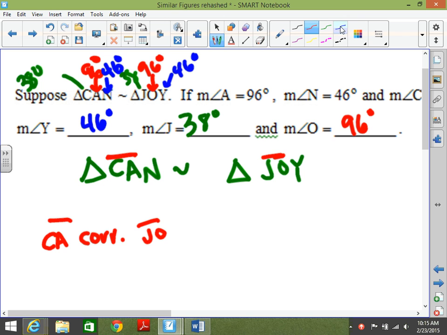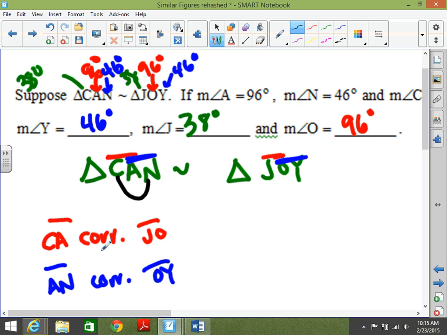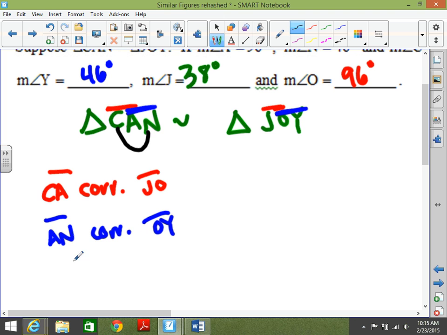Okay, next we have colored pencil. We have side AN. What's it correspond to? OY. What's the last letters we haven't used together yet? We use CA, AN, CN. There you go. CN, so side CN corresponds to side JY.